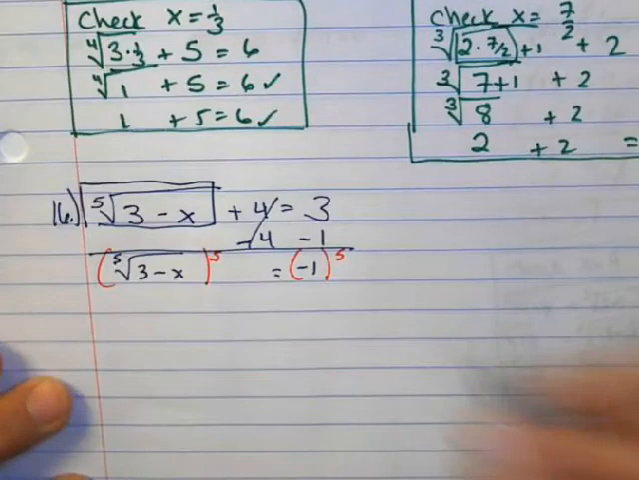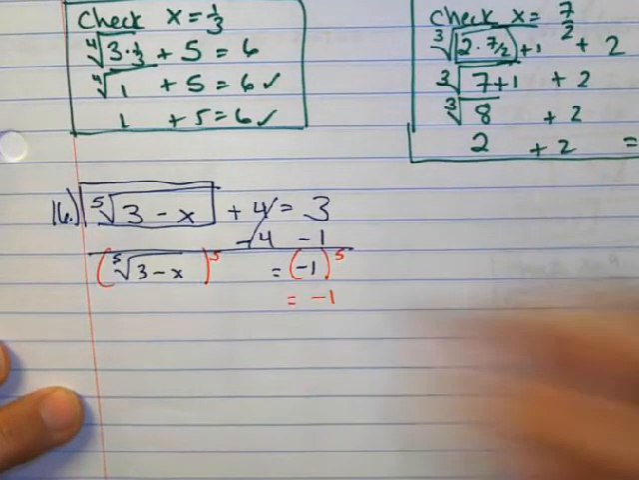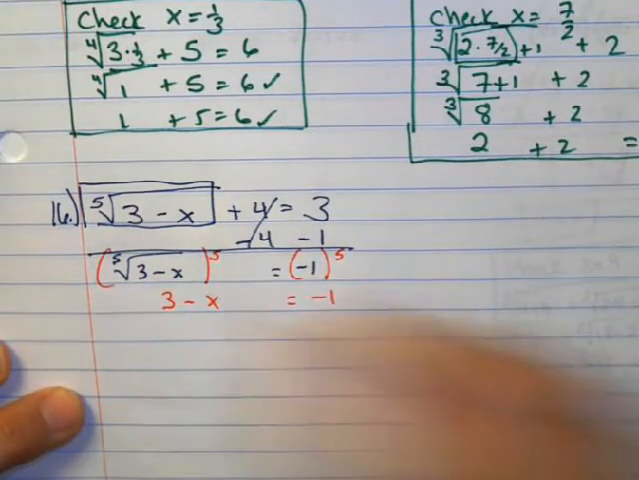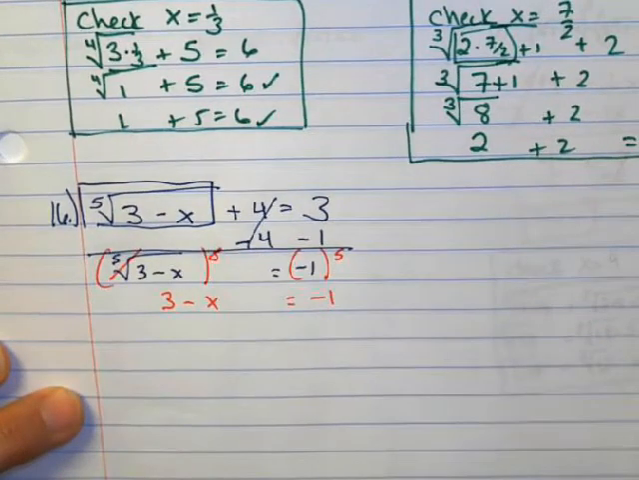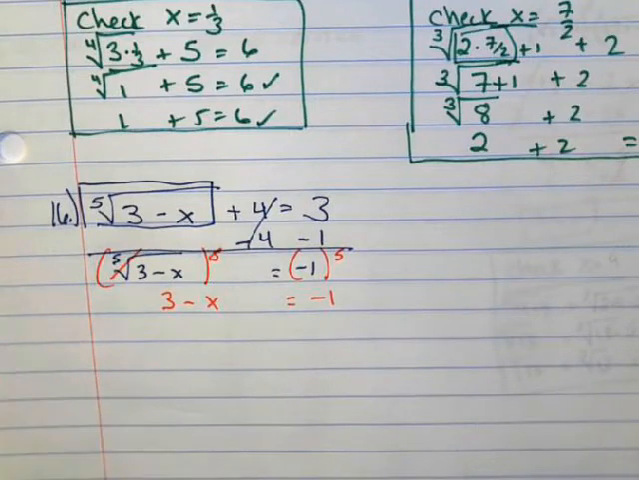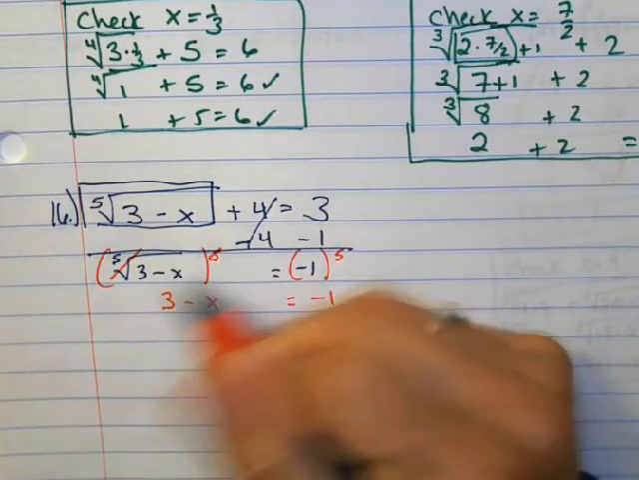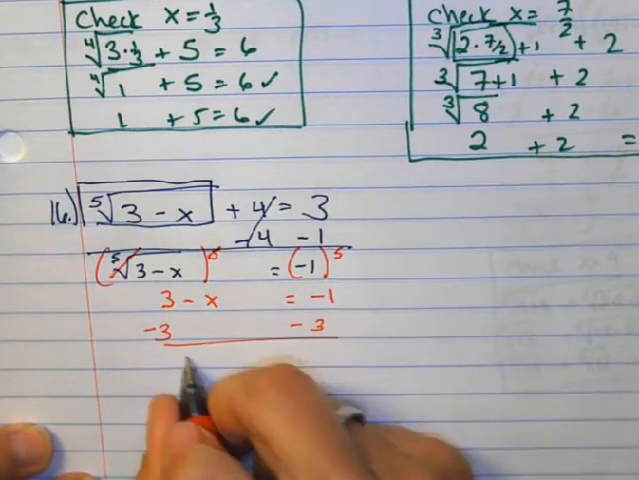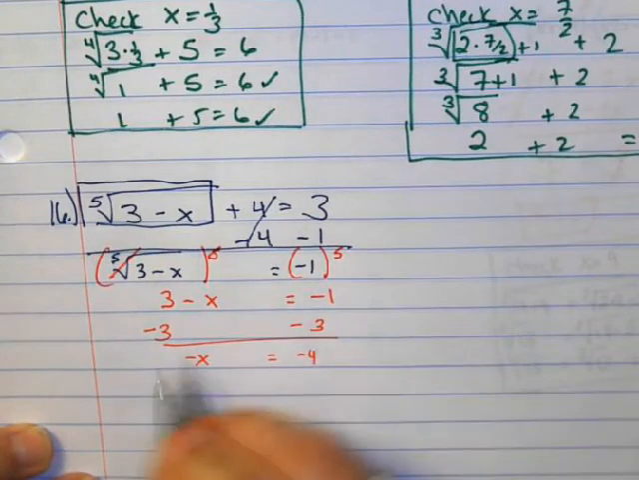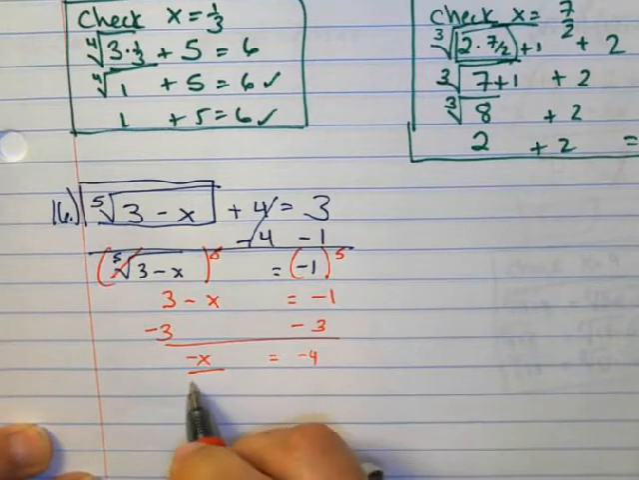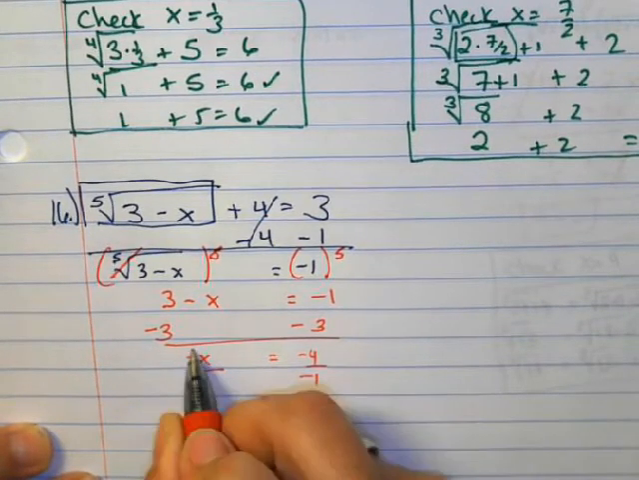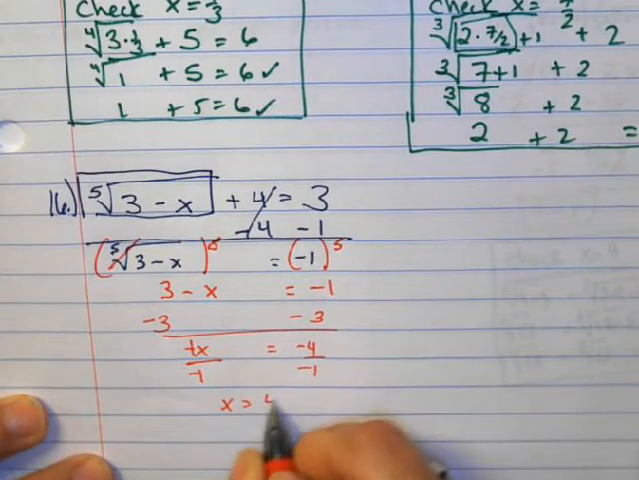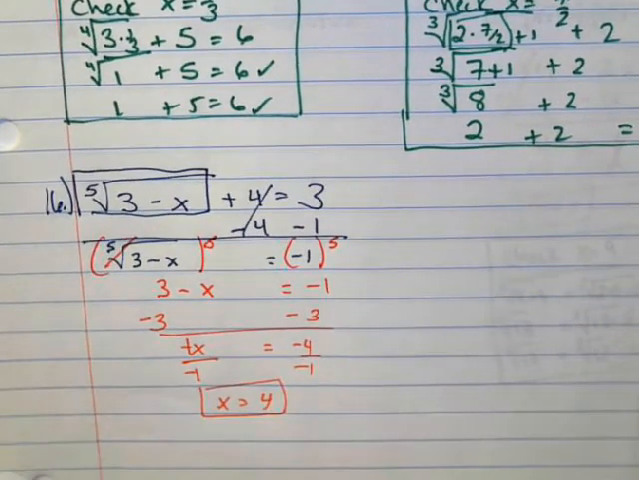Negative to an odd power is still going to be a negative number because I'm multiplying a negative an odd amount of times. I'm just dropping my radical here because the fifth root cancels the fifth power, and now I'm just solving. So I'm subtracting 3 from both sides. I have a negative x, and I don't want to solve for negative x, so I'm just going to divide by negative 1 because technically there's a negative 1 there. And negative divided by negative equals a positive 4.